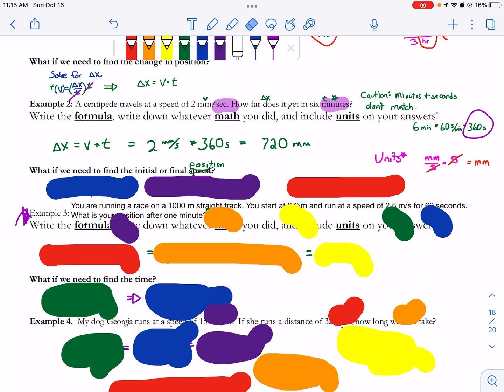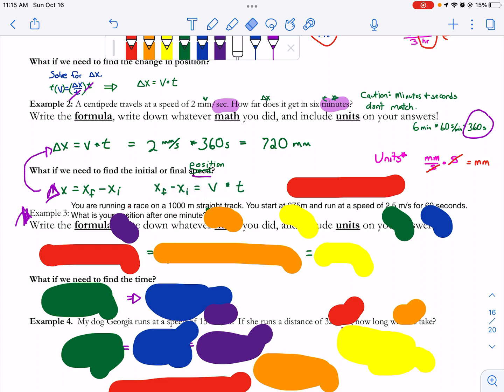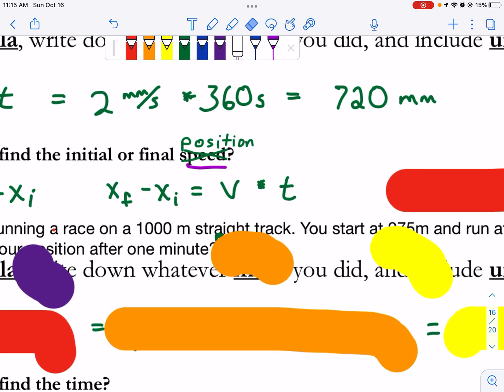Okay, so we need to find the final or the initial position. We just have to first remember that to find the delta x, Delta x is the final minus the initial. And so if we take that final minus the initial and we stick it right into that equation right there, we will end up with this. Delta x, xf minus xi, equals vt. And then all we have to do is get xf by itself, okay?